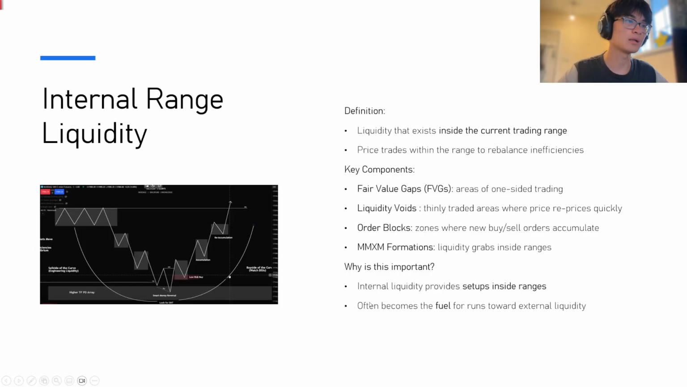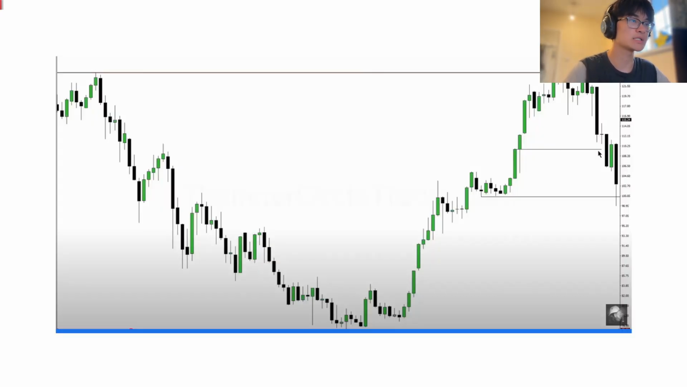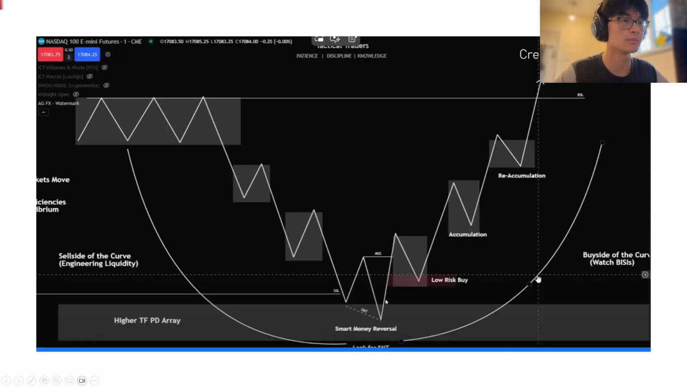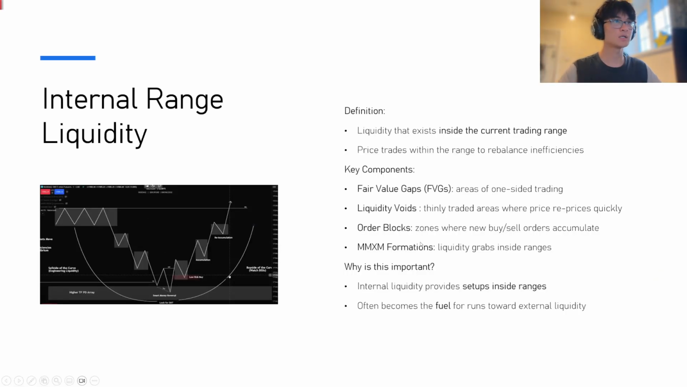And internal liquidity often becomes fuel for runs towards external liquidity. So as I said over here in the market maker buy model, your range low, range high, your external ranges, your internal range liquidity, your fair value gap, goes and becomes fuel to push higher to this external draw. So that's basically it.